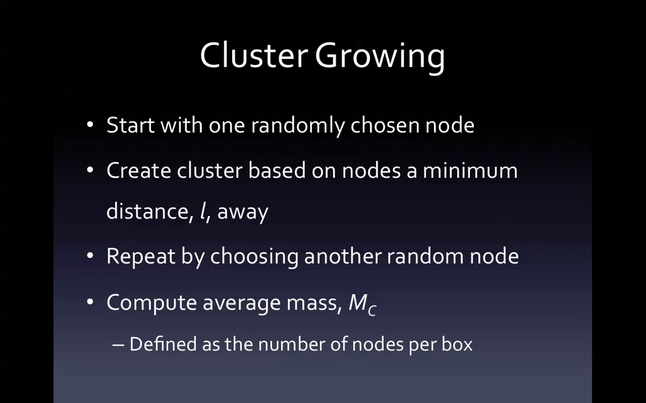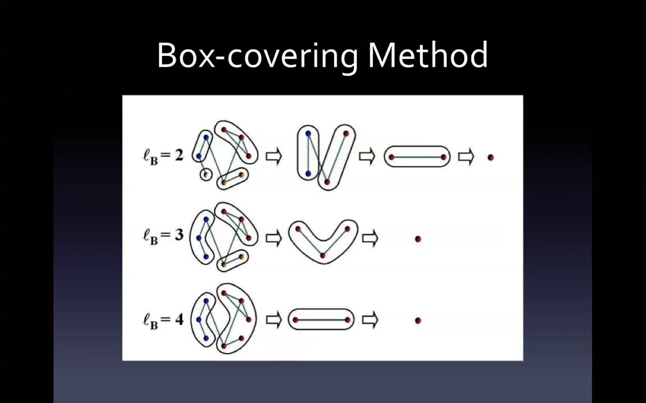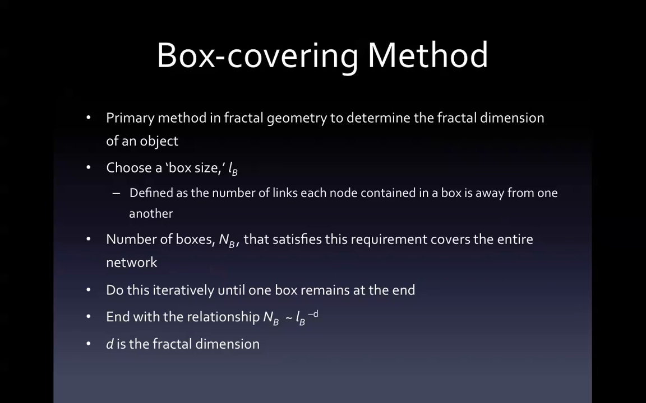So this is another way, and you get a very similar sort of relationship to the one we had on the other page over here, except in place of NB, look at the bottom of that equation, we have the mass. That's proportional to the length, or the distance, raised to the negative fractal dimension.